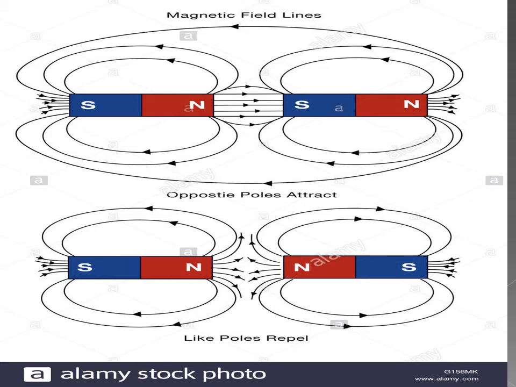Magnetic field lines never intersect each other. Otherwise, the magnetic compass needle would point towards two different directions, which is not possible.